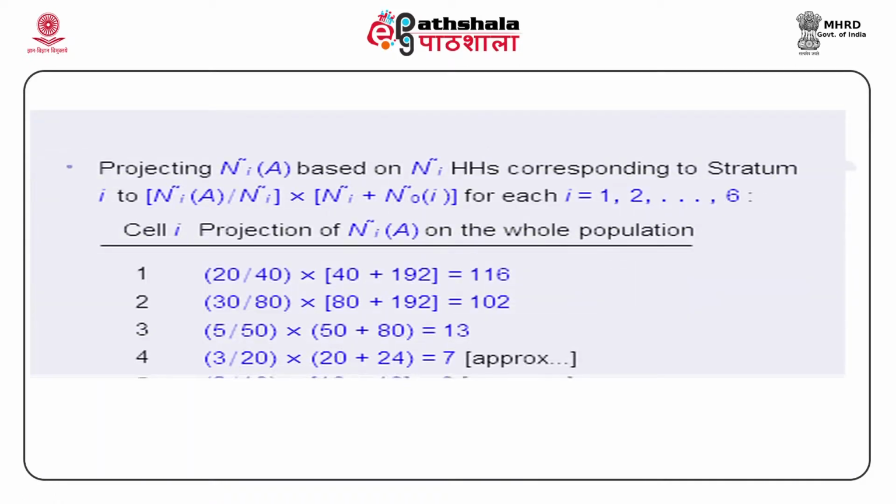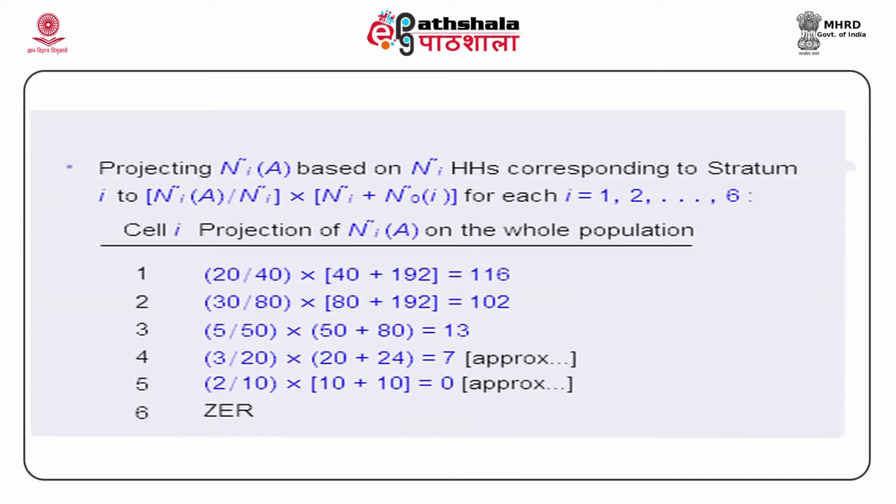Projection of Ni tilde A on the whole population, the adjustment factor that I said, 20 out of 40, but I know it is not just 40, 40 plus a big chunk out of that 800 coming on projected for one night, that is 192. So, that is why it is projected to 116, 102, etc. I know 1, 2, 3, 4, 5, this is 0, all I am wanting is cell I, cell category 0, that is the one that I want.